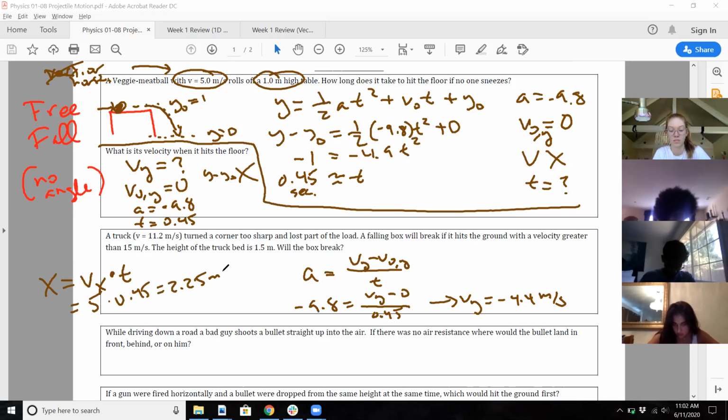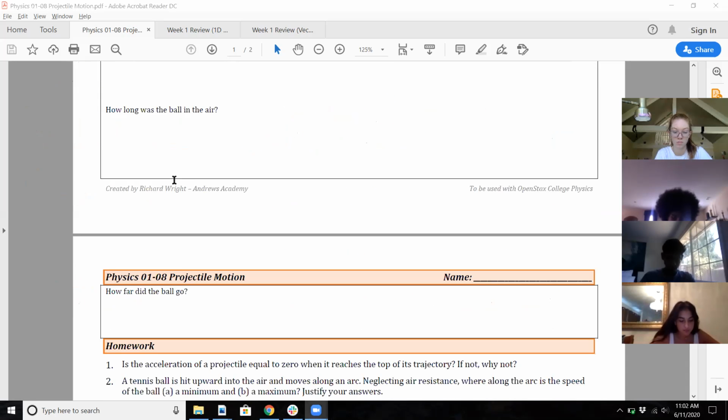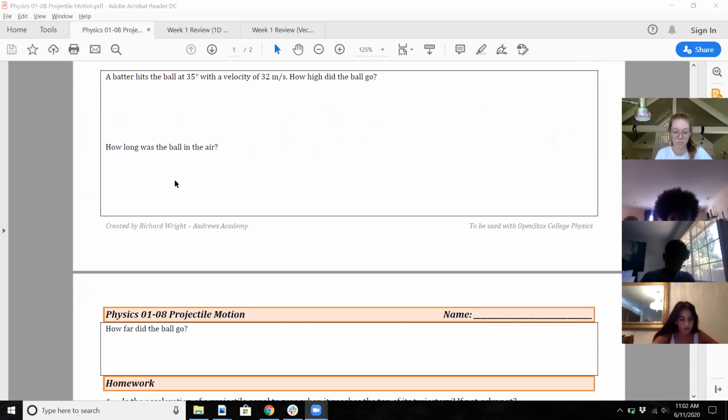So let's actually look at, in the interest of time, let's skip the problem in the middle. Actually, yeah, let's go to the one about the batter, because I think that's important. And then we'll have a little discussion on some stuff in the middle, and then we'll do some problems in groups today. Okay, so let me clear my drawings. Okay, so let's go right here. There's some stuff on the other page of how far did the ball go. Okay.